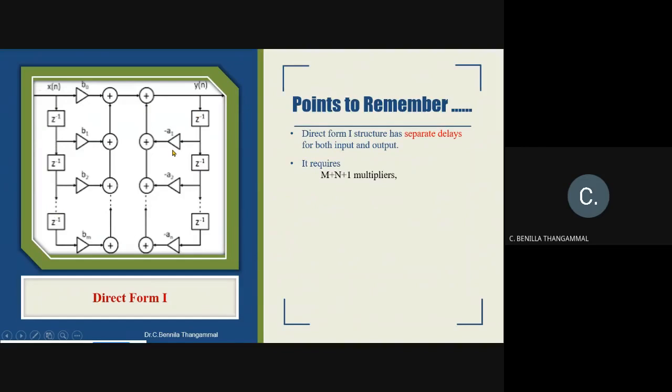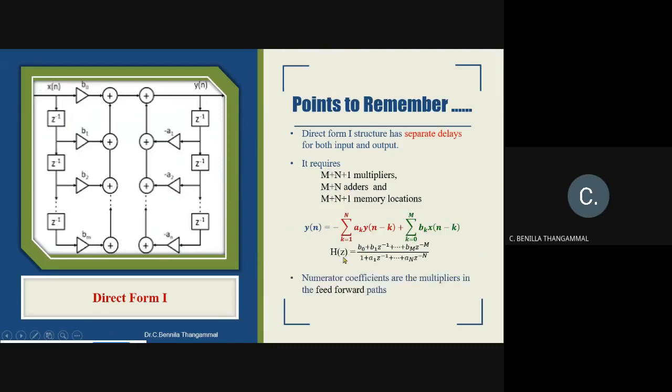Then it has m plus n plus 1 multipliers. Here b1 to bm, and a1 to an, plus b naught as 1. So m plus n plus 1 multipliers, m plus n adders, and m plus n plus 1 memory locations. While attending MCQ types of questions, these points should be kept in mind. The equations can be written in terms of the general functions.